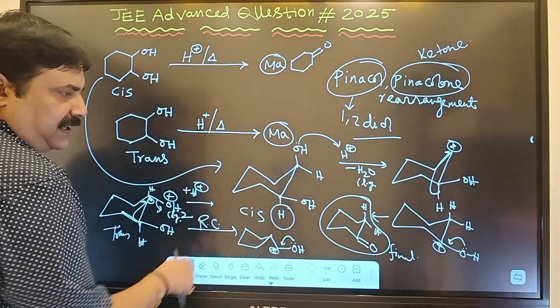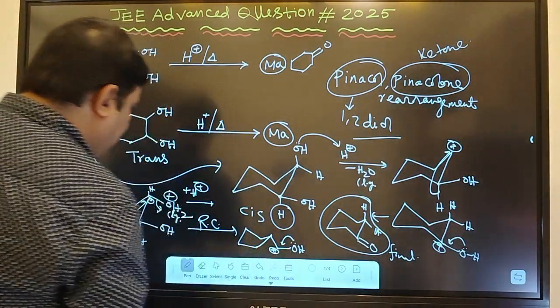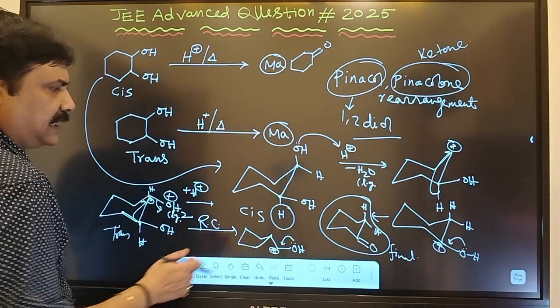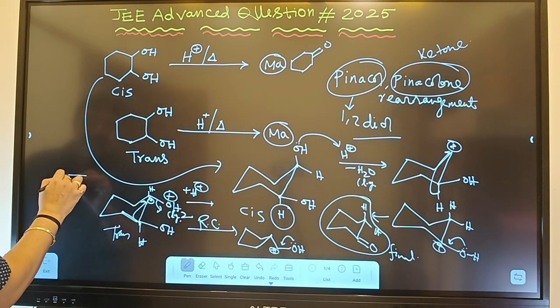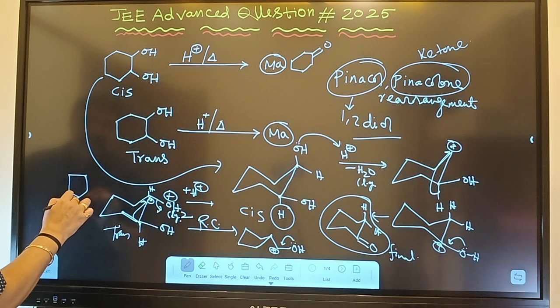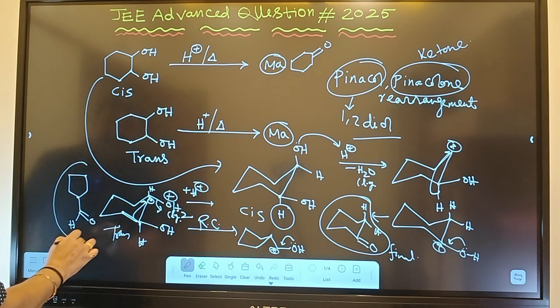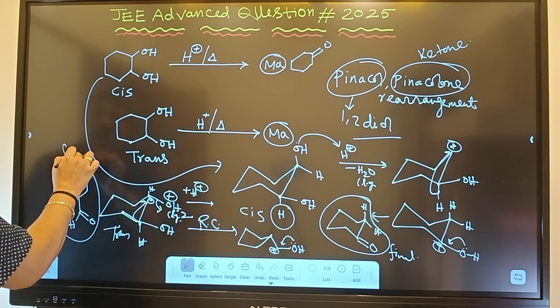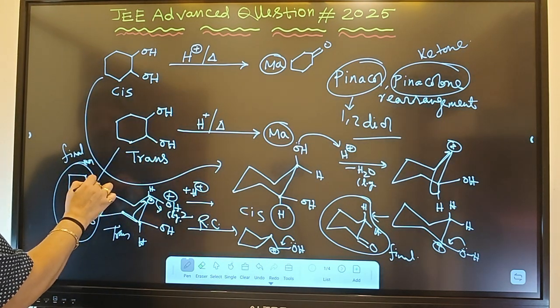That means here there is a 5-membered ring, and outside the 5-membered ring an aldehyde group will be there. So what you are getting over here, if you look very clearly, the final product will be a 5-membered ring with an aldehyde group outside the ring, like this: one H, and here a carbon with C double bond O. This will be your final Ma. For the trans, this is your major product Ma.